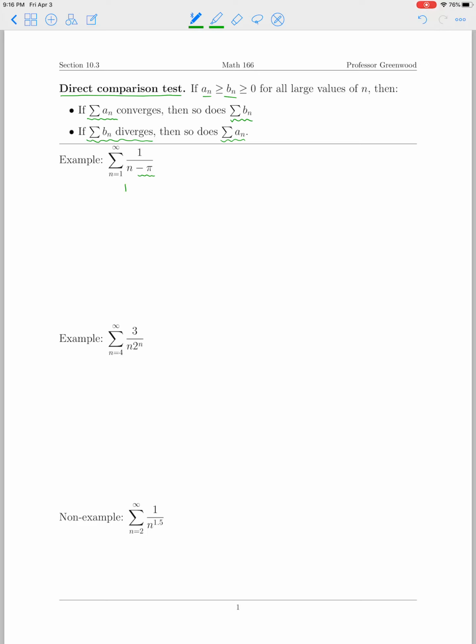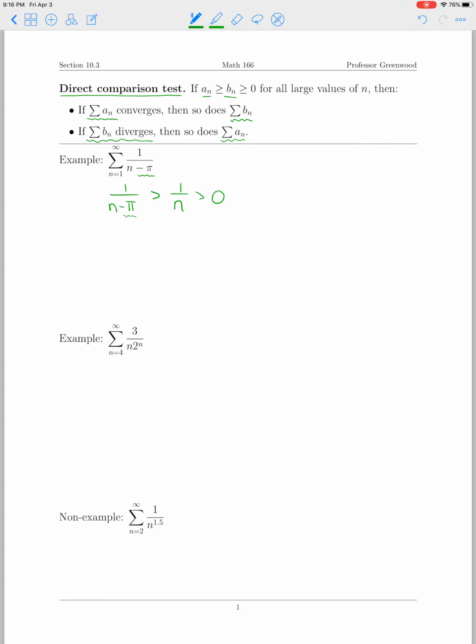And the idea is that 1 over n minus pi, because we're subtracting off a pi, that's making the denominator smaller, which overall is making the whole function bigger. And so this has to be greater than 1 over n. That's assuming that n is bigger than pi, because otherwise the left-hand side might be negative. But I only care about this for large values of n anyway. And so we have this inequality, and we also know that 1 over n is always greater than 0.